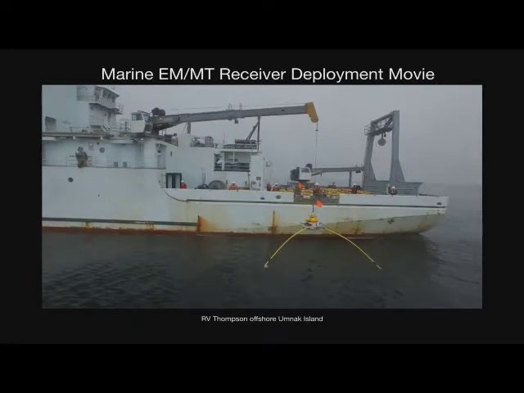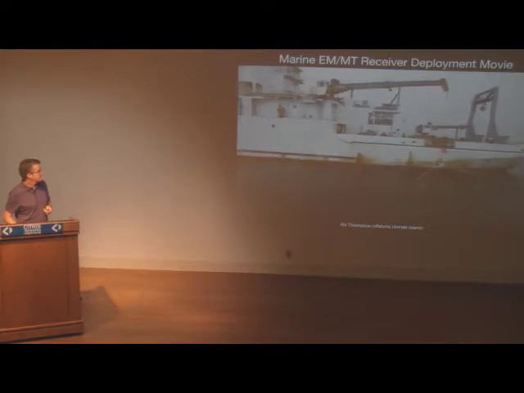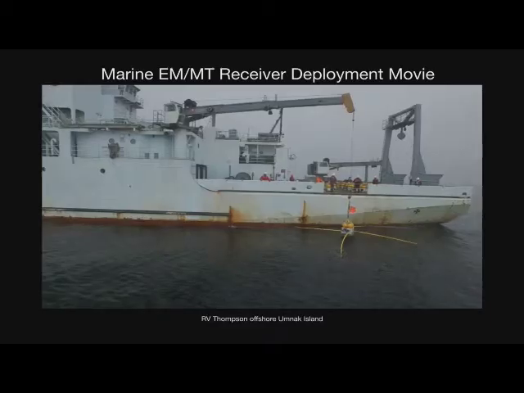Because you can be putting the instrument together while the ship is driving around, it's really efficient to get these deployed. We can deploy a fleet of 50 of these things in about 24 hours, because you just pop one over the side every half an hour, as long as the stations aren't too far apart. So this is what it looks like when we're deploying it.